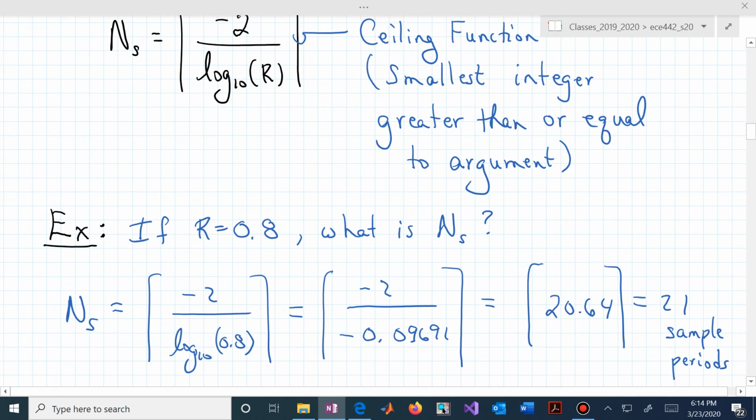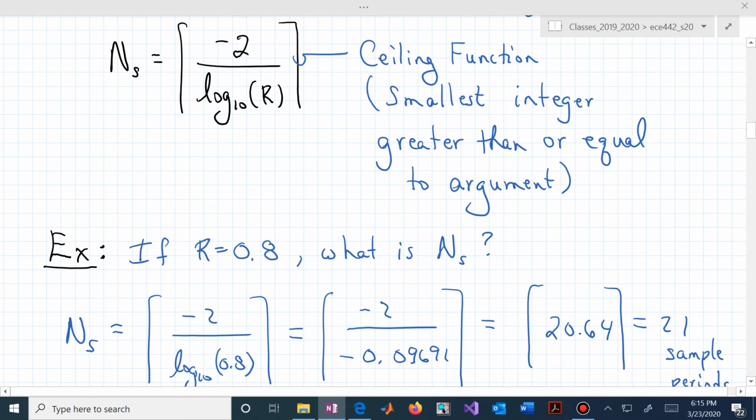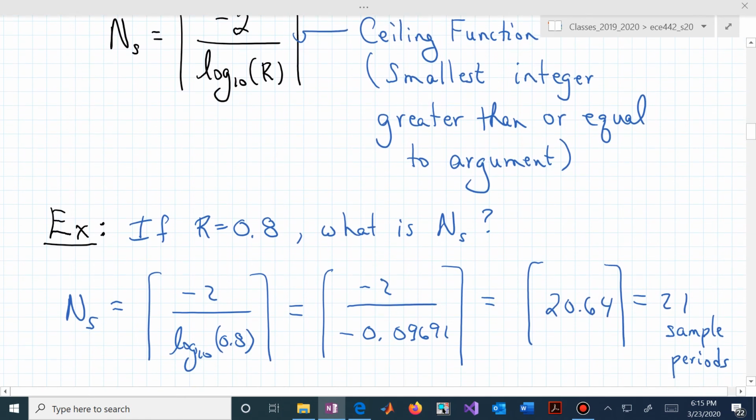Suppose r is 0.8. How many samples does that correspond to in terms of a 1% settling time? Capital N sub s is now minus 2 over, this is just applying that formula, log base 10 of 0.8. Log base 10 of 0.8, it's a little less than 1, so we have a negative number. That's minus 0.09691 in the denominator. Dividing that into minus 2 gives us 20.6. We find the smallest integer greater than 20.6. So an r value of 0.8 corresponds to 21 sample periods.